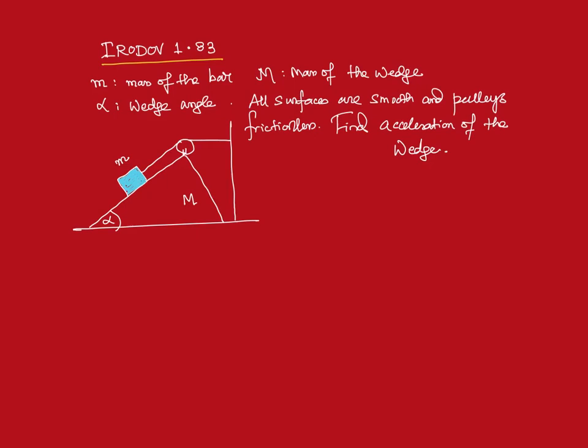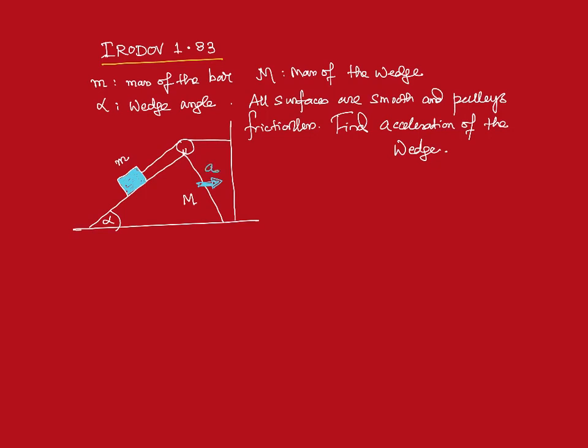So this is a question. Small m is the mass of the bar, capital M is the mass of the wedge, alpha is the wedge angle, all known. All surfaces are smooth and pulleys are frictionless. Find the acceleration of the wedge. So we can assume the acceleration of the wedge to be A. Obviously, it will accelerate towards the right.